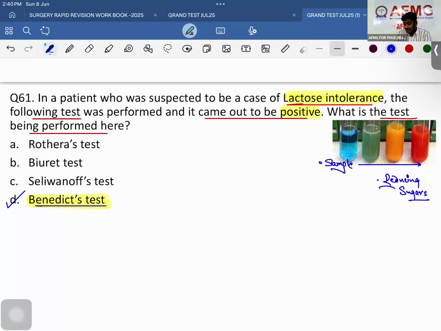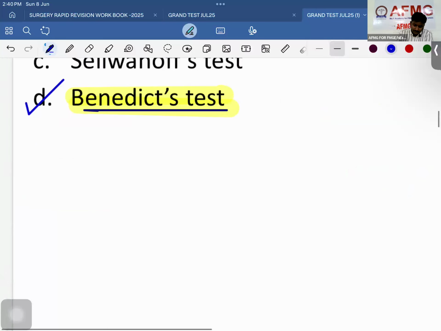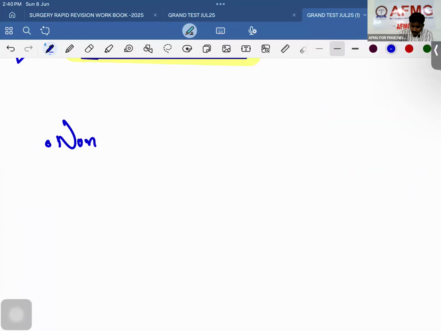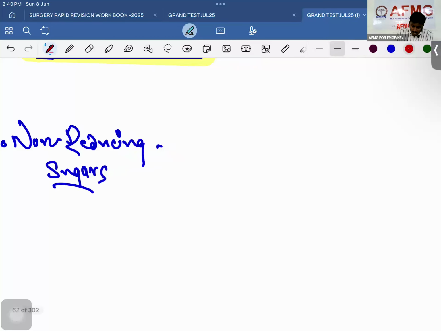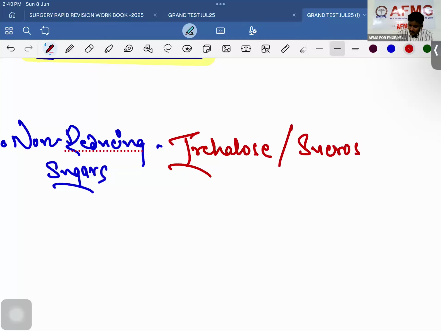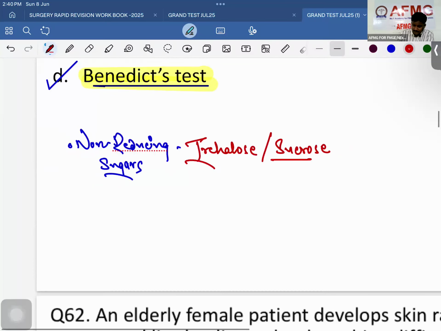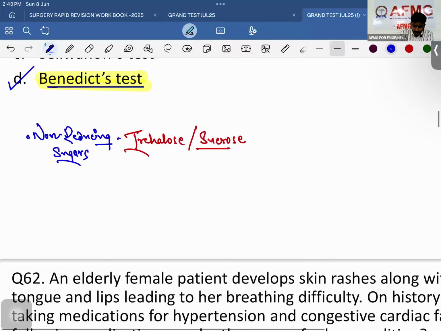Which are the two non-reducing sugars? Only two non-reducing sugars. Usually all the others are reducing in nature. If they ask about non-reducing sugars, the answer has to be trehalose and sucrose. So trehalose and sucrose are the two sugars which are going to be non-reducing in nature. These are disaccharides. Hopefully clear to all of you now.